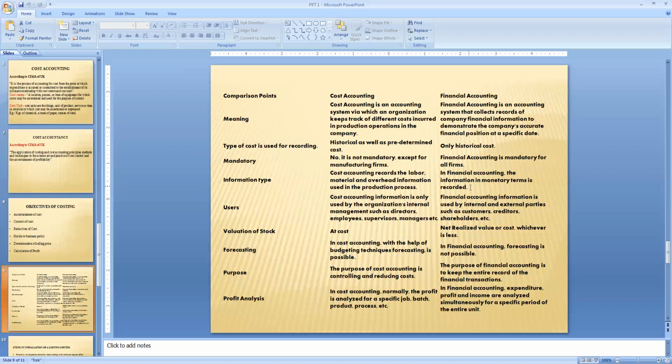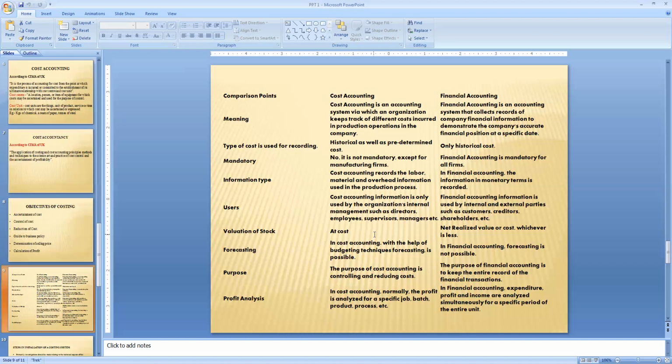But in the case of financial accounting, only monetary terms are recorded. Here, only monetary terms of actual figures, what has been incurred, are recorded. But in cost accounting, what all the expenses incurred for labor, material, or any overhead for producing a particular production or for a particular process is highlighted very clearly, but it is not shown in financial accounting.